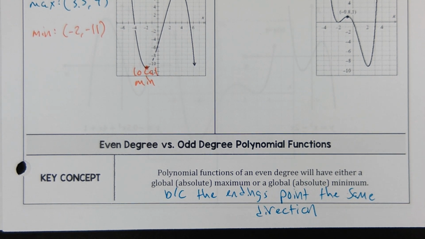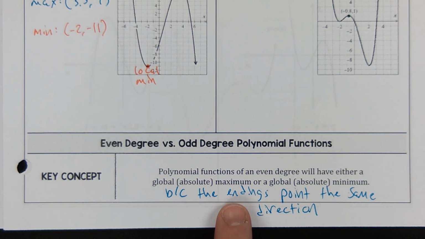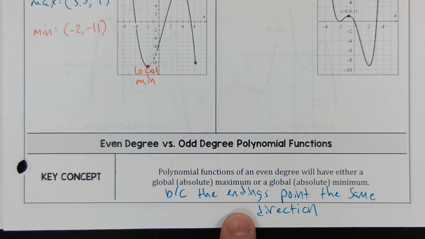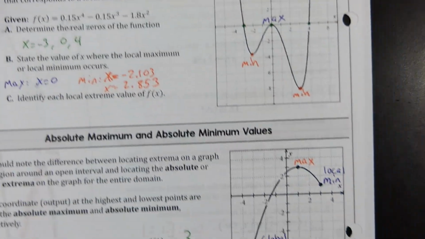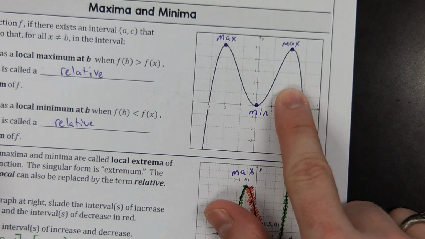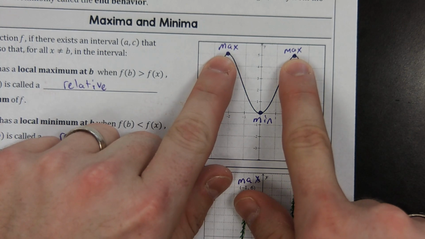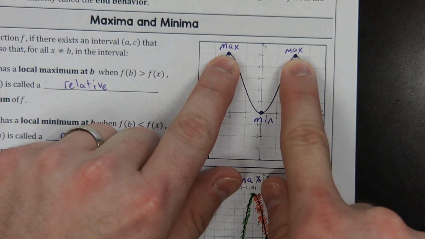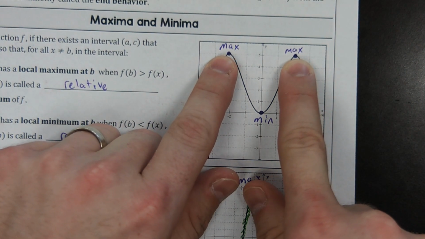Interesting. See, that's an understanding style thing where it could be a test question and you do absolutely no math. You just understand that idea. So because the endings will always point the same direction for even degree polynomials, they will always have a global extreme value. Now, it might be the exact same value just happening twice. Like this one. This is the global maximum. It just happens in two different places. That's okay. That's all right.